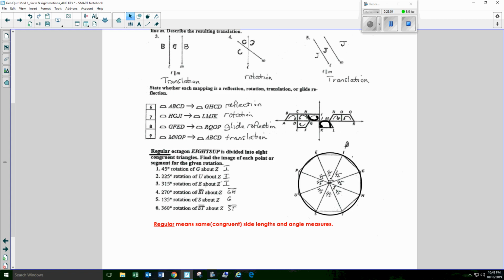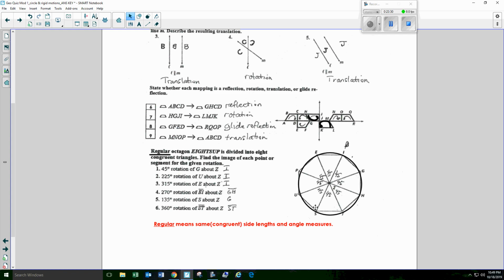All right, so back to here now. It says, what point will you end up on if you do a 45-degree rotation of G about Z? About is what you're rotating about. Notice it's about Z every time, the center of rotation. So 45 degrees, remember, that's positive, so counterclockwise. 45 degrees is only one rotation. So G goes to I. There's my answer.